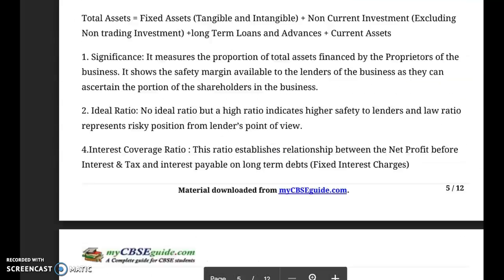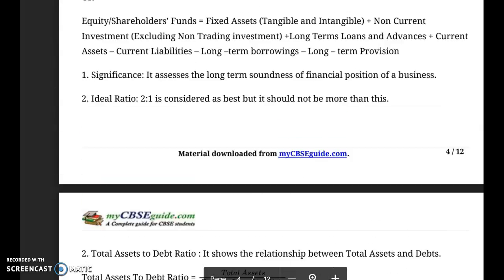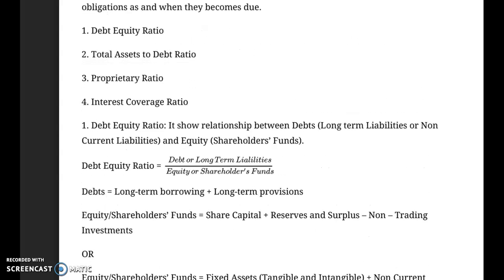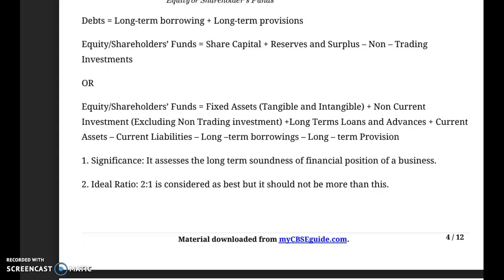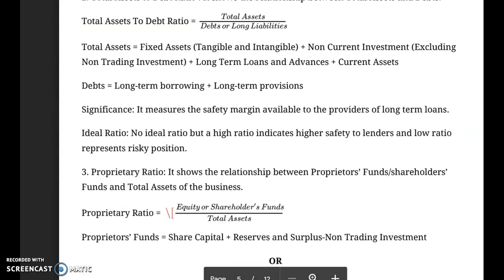So this way we have learned to calculate the long-term solvency ratios, and under this we have covered the 4 important ratios, starting from the first ratio, the debt equity ratio, which established the relationship between the debt and the equity, that is equity shareholders' fund. Then the total asset to debt ratio, which established a relationship between the total assets of the organization and the long-term liabilities. Proprietary ratio, again a combination of the first 2 ratios, establishes a relationship between the 2 important variables, that is equity or shareholders' fund and the total assets of the organization.